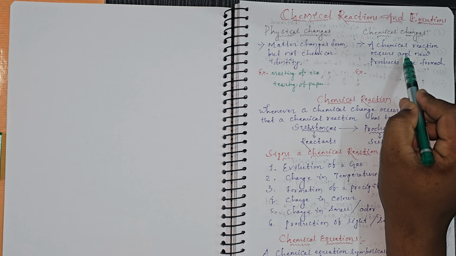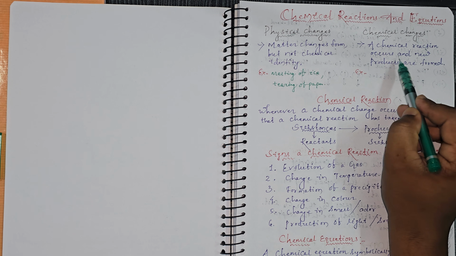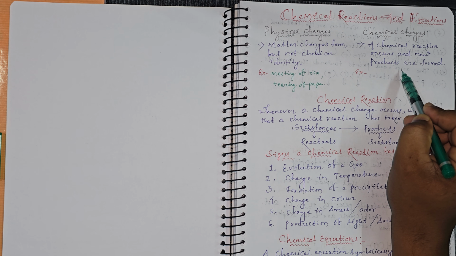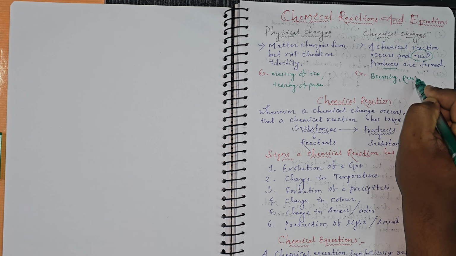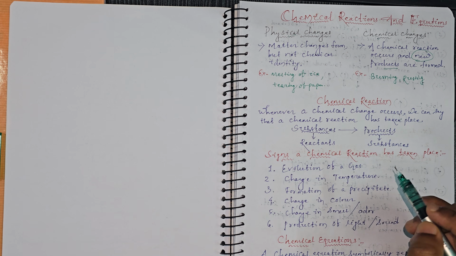A chemical change, or chemical reaction, occurs when a new substance is formed. Whenever a new substance is formed, that is called a chemical change. Examples are burning, or rusting of iron, or any biological death, which also belongs to chemical changes. So without wasting any time, let's begin the chapter.